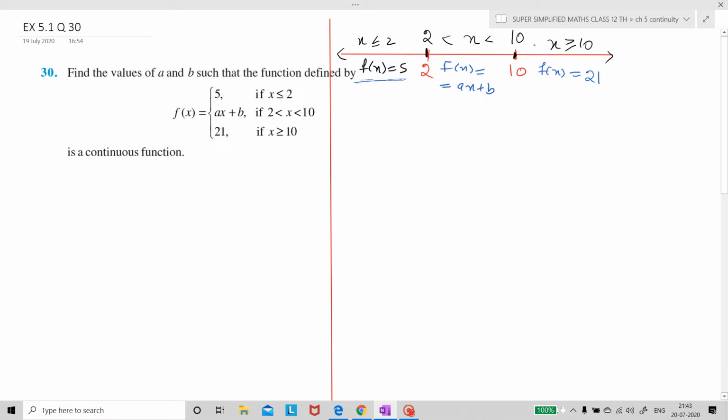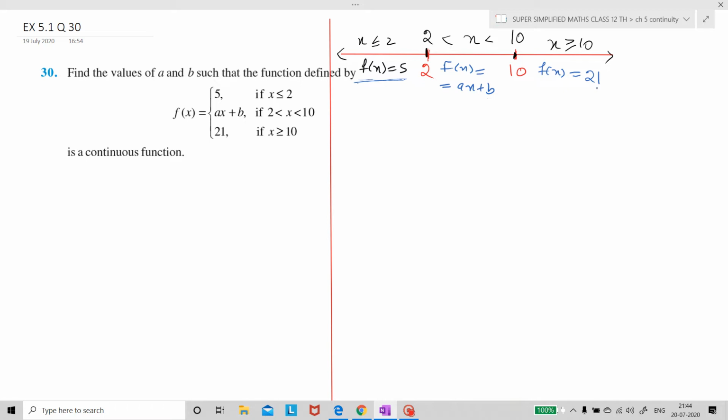Now let us consider the points which are more than 10. I am not talking about equality at 10, but about the points which are greater than 10. For them the function f(x) is 21, and being a constant function, it is continuous, because we know constant functions are continuous functions, polynomial functions are continuous functions.